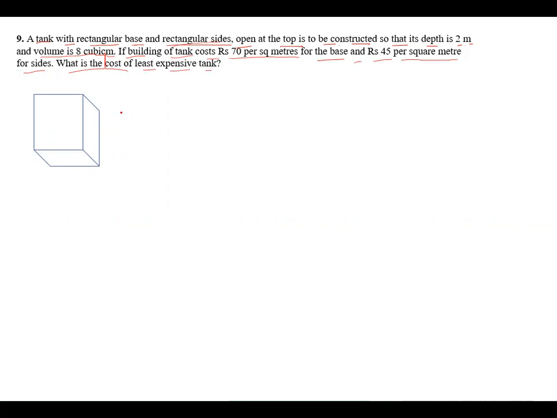So the question is about a tank which is in the shape of a cuboid. It is open at the top. There is nothing to do with the top. Depth is 2 meter, that means height is 2 meter. Volume is also given, 8 cubic meter. The building of the tank costs rupees 70 per square meter for the base. To make the base, the costing charge is rupees 70 per meter square.